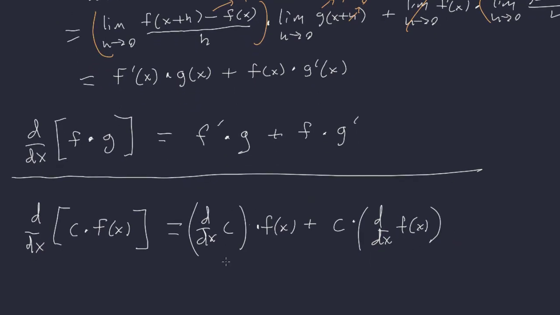Okay, well, the derivative of a constant is 0, so you get 0 times f of x plus c times f prime. Well, that goes away, and you just end up with c times f prime of x, and there we go. That actually satisfies what we already know about constant multiplication.